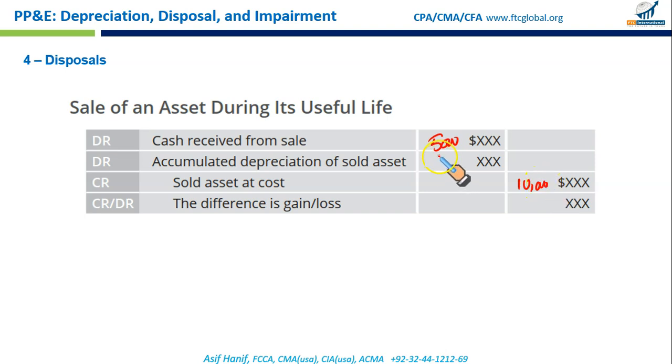Accumulated depreciation charged so far on this asset is $6,000. So you can see 5 plus 6, 11, less 10. There is a shortfall on the credit side of the entry. This is a gain. The difference is gain on disposal. Gain comes on the credit side.